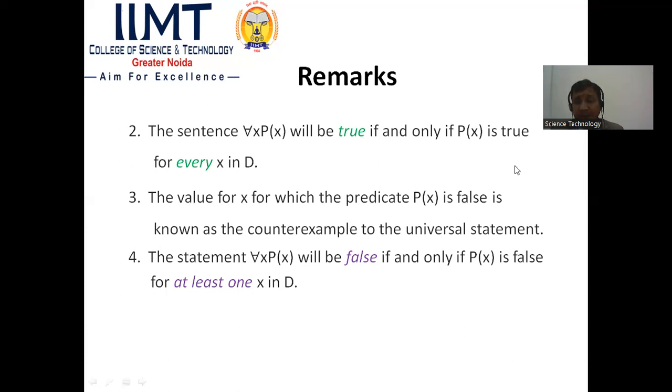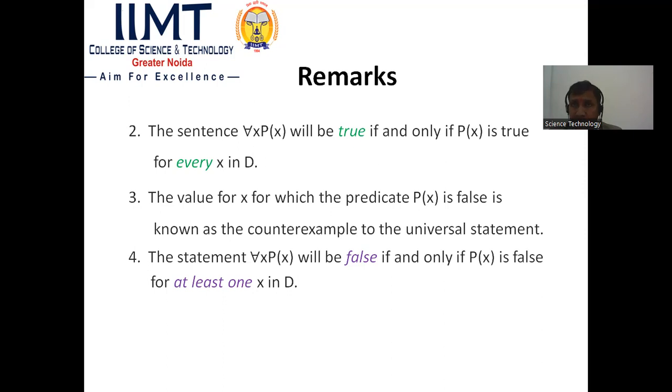Sometimes there exists some value for which the property is not true. It is a counterexample. And the statement "for all x, P(x)" is false if and only if P(x) is false for at least one x in D. That means if we are using universal quantifiers, then the property must be true for each and every element.